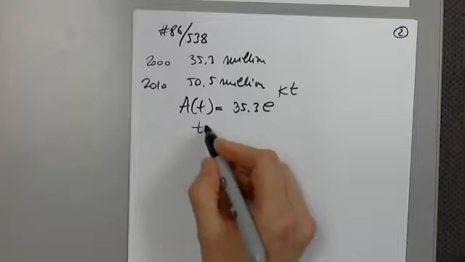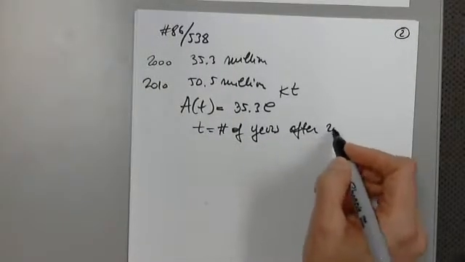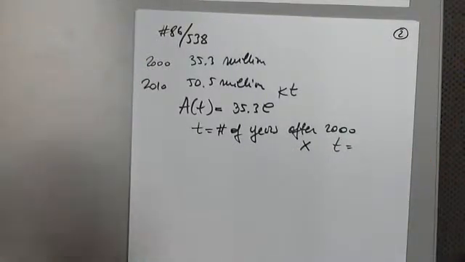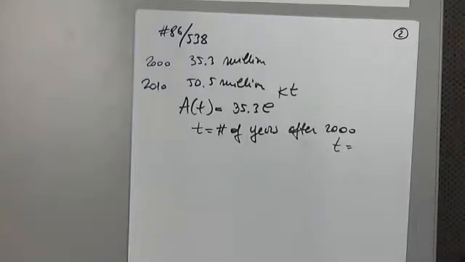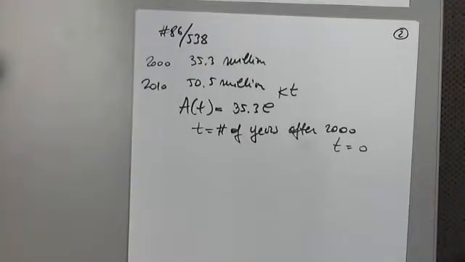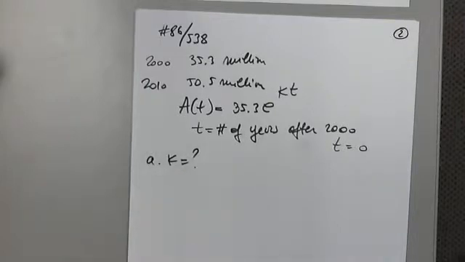So if t is the number of years after 2000, it means t equals what for 2000? That'll be 0, right? Yes. So t is the number of years after 2000. Therefore, t equals 0 for 2000. Find k. So that's the first question.